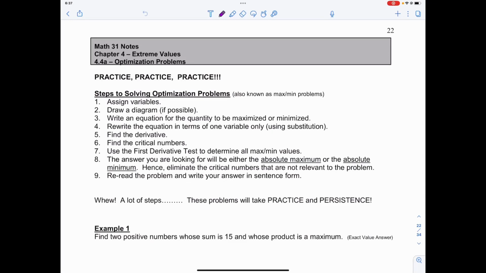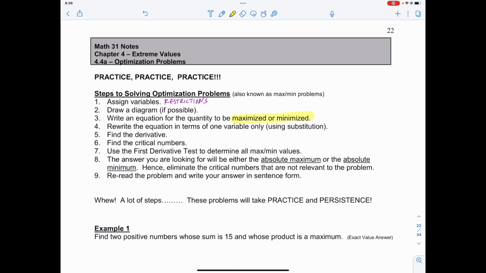Okay, for the last section of this unit, we're going to take a look at actual problem solving or optimization problems. So the steps to solving optimization problems or min-max problems is you're going to assign variables and you should state the restrictions, because sometimes that's going to eliminate possible values as the question continues. You're going to draw a diagram if possible. You're going to write an equation for the quantity to be maximized or minimized. So whatever the question is asking for a max or a min of, that is the equation that you're designing it around.